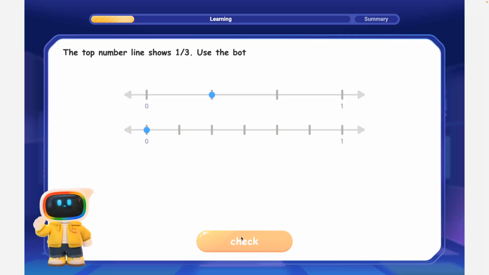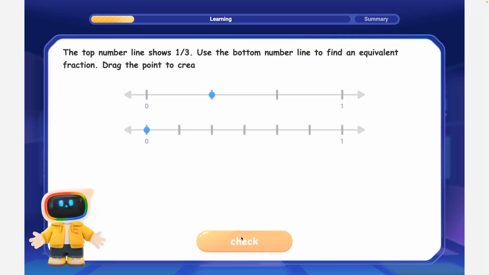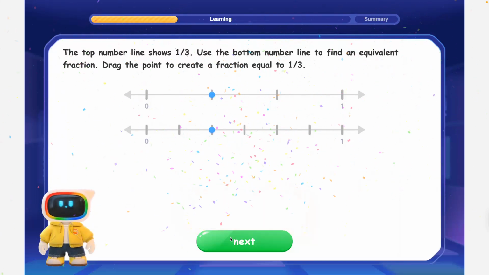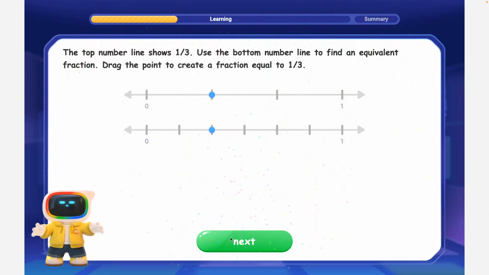The top number line shows 1/3. Use the bottom number line to find an equivalent fraction. Drag the point to create a fraction equal to 1/3. Excellent! You found that 2/6 is equivalent to 1/3. You're getting good at finding equivalent fractions.